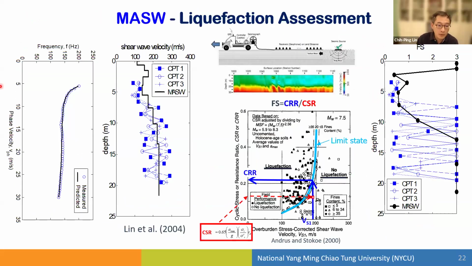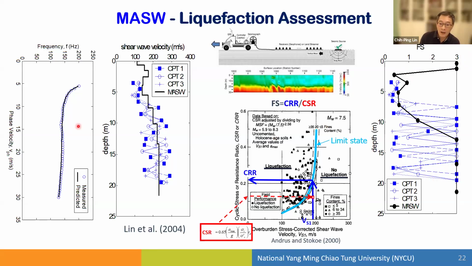So this is the dispersion curve. With the fitting, the commercial software normally divides the profile into 10 layers initially. So we inverted the shear wave velocity, and the fit is quite nice. Then, using the shear wave velocity profile and the Vs-based liquefaction potential analysis, we can compute the factor of safety against liquefaction based on surface wave analysis. This is work done more than 20 years ago.